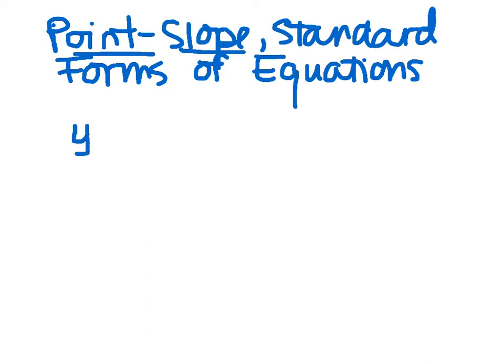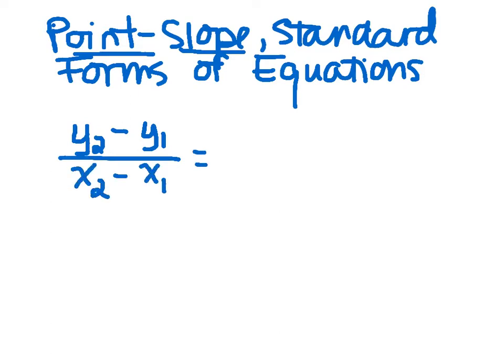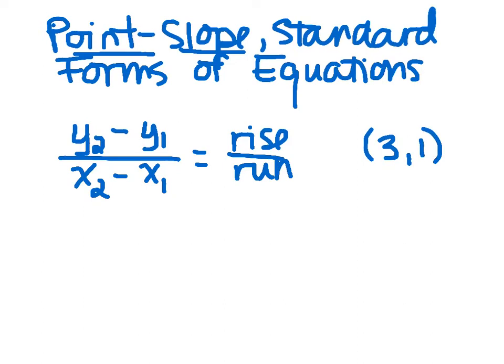We know that to calculate slope, to do it all fancy, y sub 2 minus y sub 1, or y minus y, change in y over change in x, is equal to the rise over the run. In other words, the slope. So, if I were to say I know one point is (3, 1), and I know the slope equals 2/3, I can use this information above to figure out what the equation of the line is.